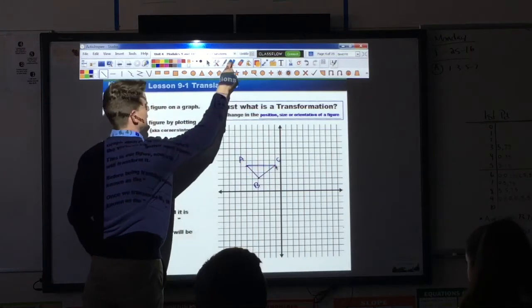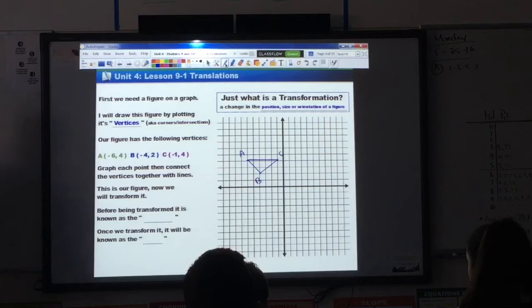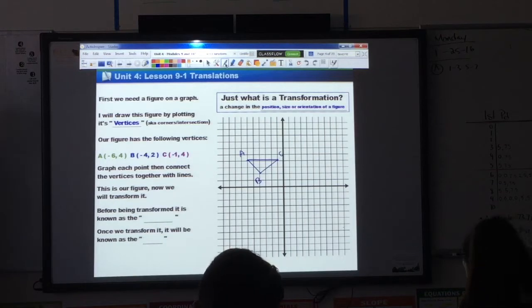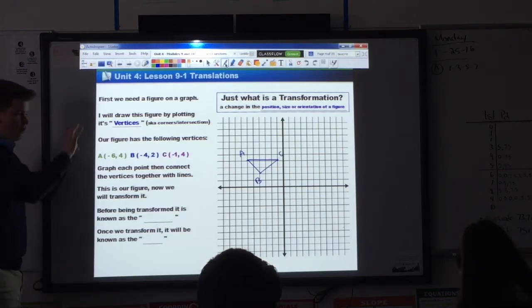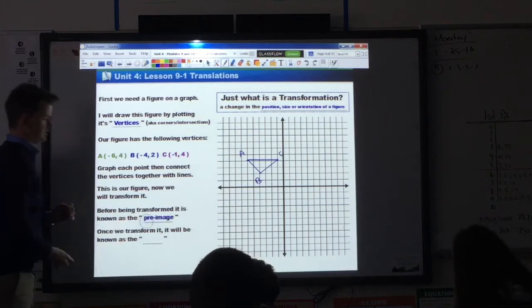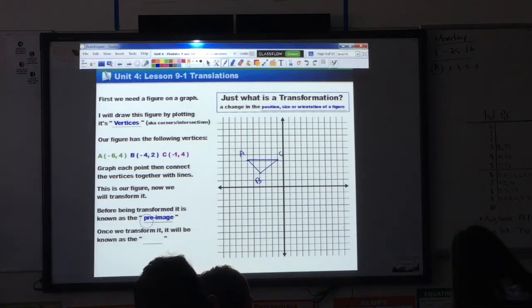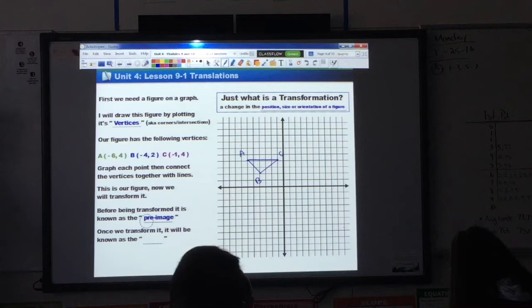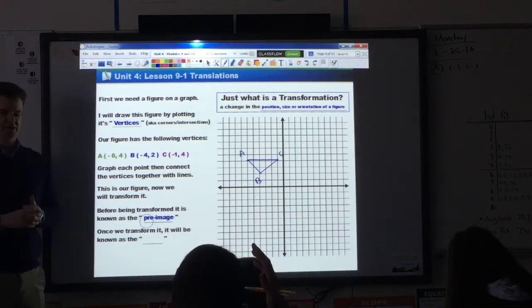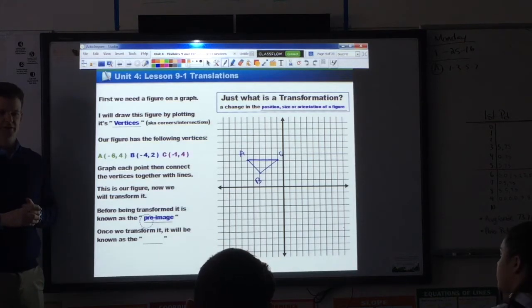So now that we have our figure, we have to learn some more vocab. This figure that we plotted here, our original figure, is known as the pre-image. Anybody have an idea why it's called the pre-image? Anyone have a thought on that? Kens and Eric? It's before? It's before what? I don't know.